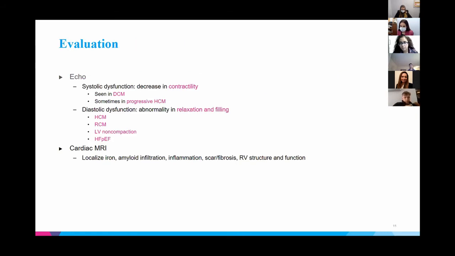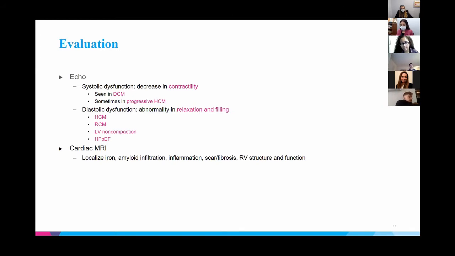The evaluation for cardiomyopathies is primarily on imaging with echocardiography. On echo, you can see systolic dysfunction, which is a decrease in contractility, and it's seen primarily in dilated cardiomyopathies and sometimes in progressive hypertrophic cardiomyopathy. Or you can see diastolic dysfunction, which is an abnormality in relaxing and filling. We'll discuss more about this when we talk about heart failure with preserved ejection fraction a little bit later. But you can see that with hypertrophic cardiomyopathy, restrictive cardiomyopathy, LV non-compaction.